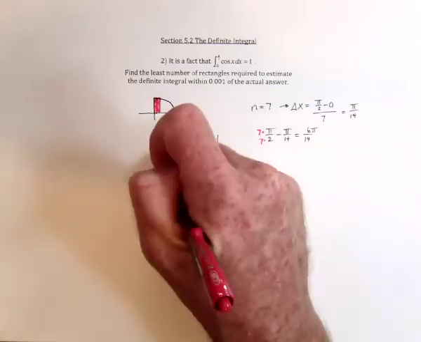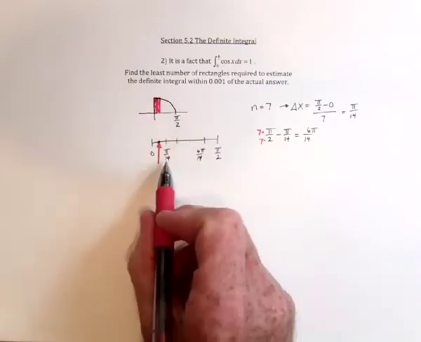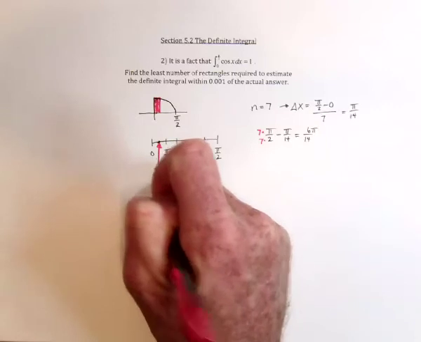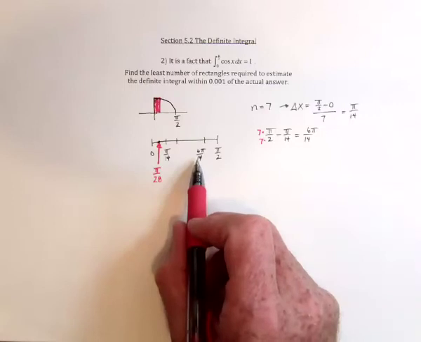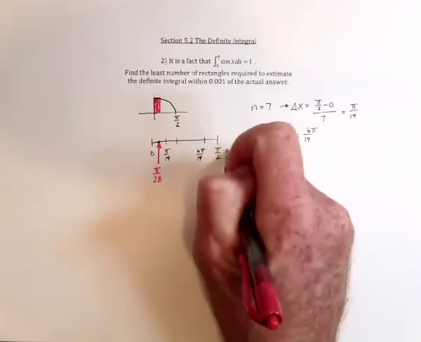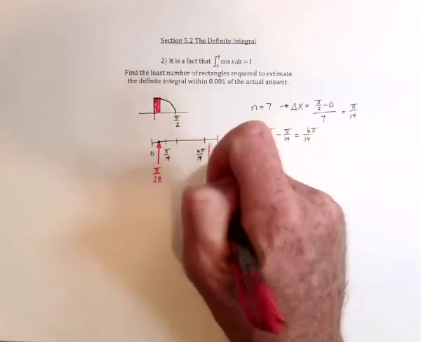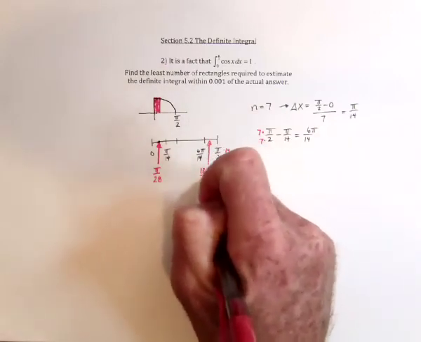Okay, now I need to know the midpoint. So the midpoint of this interval, halfway between 0 and pi over 14, would be pi over 28. And then if we go to 28ths, this is going to be 12/28ths, and this would be 14/28ths, so in the middle would be 13 pi over 28.